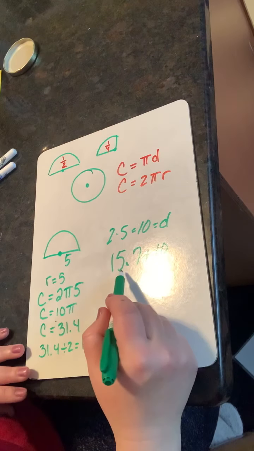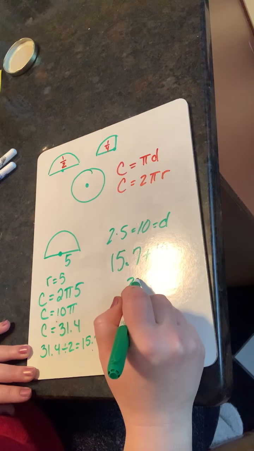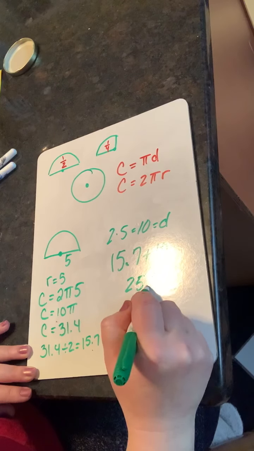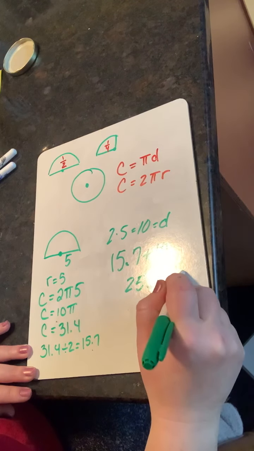I add my diameter to 15.7 and get the perimeter of my shape as being 25.7 units.